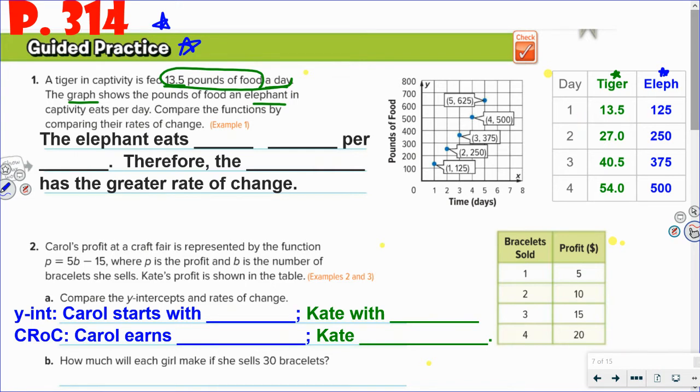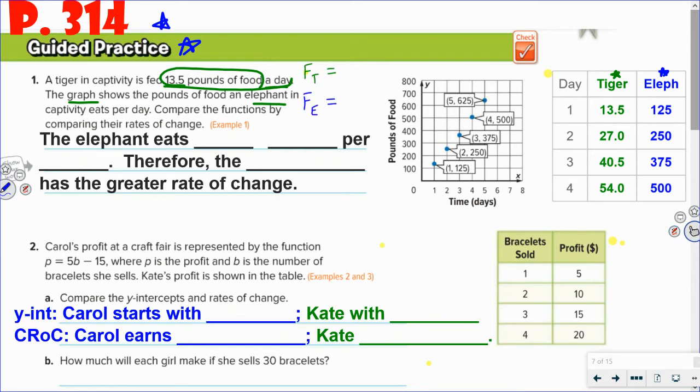Meanwhile, we can take the ordered pairs from the graph and transfer them to our table. So after day 1, the elephant has eaten 125 pounds. After day 2, 250, and so on. It's pretty clear to see just by examining the table, but some folks prefer equations. So let's go ahead and write equations.